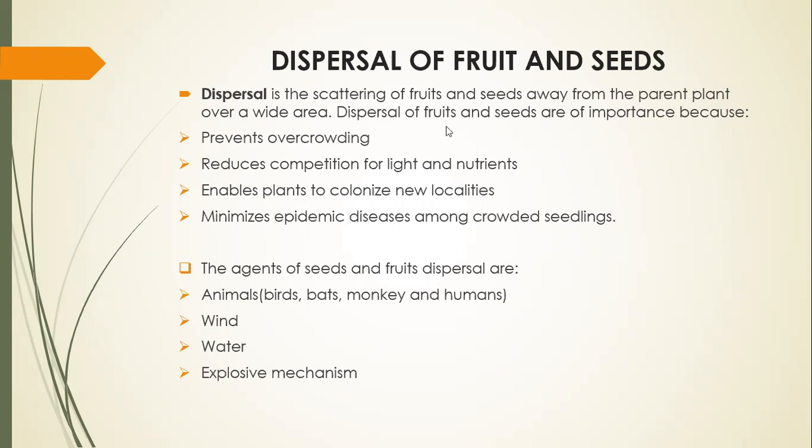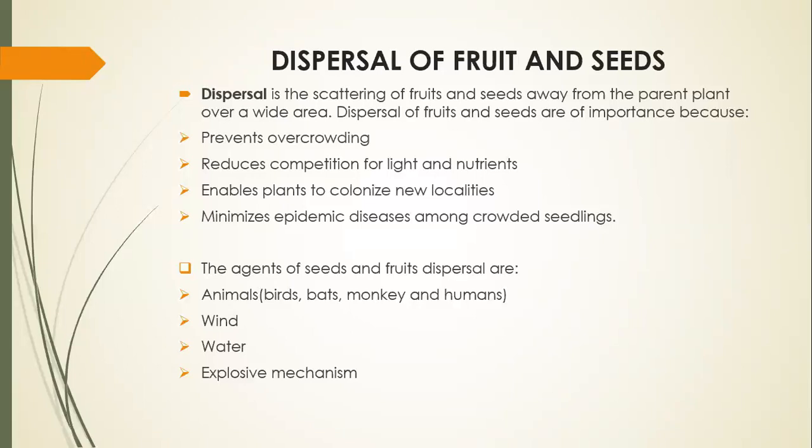Now, another reason why dispersal of fruits and seeds is important is that it enables these plants to colonize new areas, new localities. So, as I said, you have a plant in area A. Some of that plant is not in area B. But because of dispersal, you can find that same plant in area B. So they are colonizing new localities. They are finding new territories.